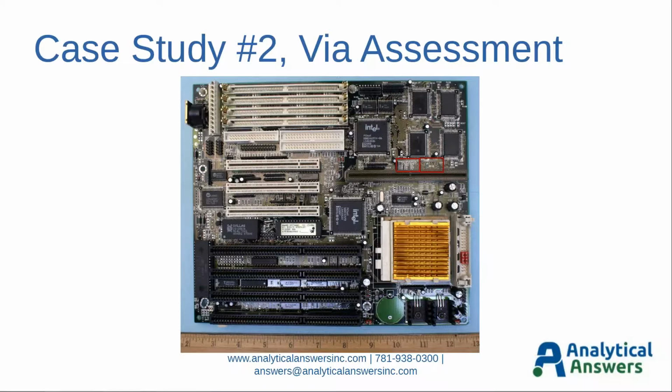So case study number 2, a via assessment. Here we have an optical image of a fairly sophisticated printed circuit board module, and we're actually going to extract a couple of coupons from this module. I've indicated them here in red. One of these coupons is going to be used for a vertical cross-section analysis, and the second one's going to be used for horizontal cross-section analysis.